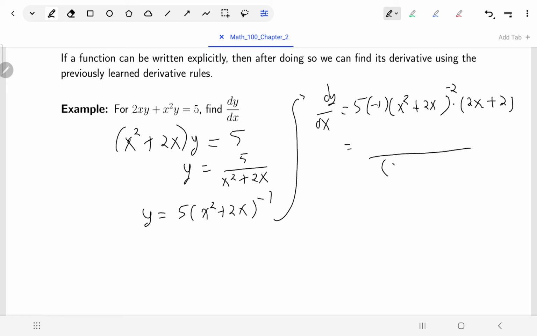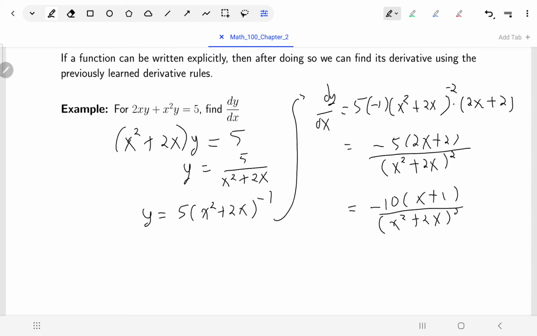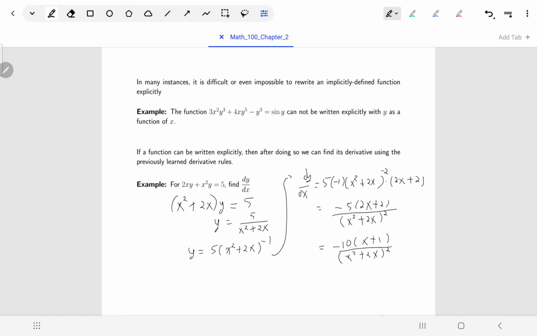I have x squared minus x squared plus 2x in the denominator, squared. I have a minus 5 times 2x plus 2. And then maybe the only other thing that I might consider doing is, for the 2x plus 2, taking the 2 out as a common factor. So I have really minus 10 times x plus 1 over x squared plus 2x all squared. And there we go. There's my derivative for the function that we had. I found my explicitly written derivative for the function after I wrote it explicitly.